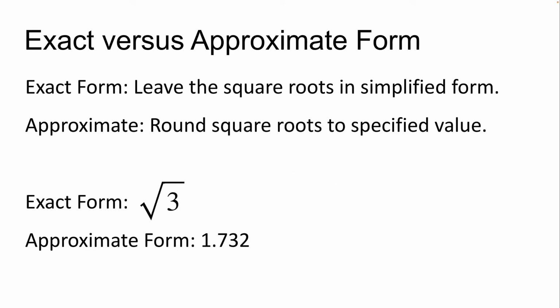Before we look at examples, let's talk about how we'll write our final answer. Occasionally, you'll be asked to write your answer in exact form, and other times you'll be asked to write your answer in approximate form. When you're asked to write your answer in exact form, you will leave the square root in its most simplified form. When you're asked to write your answer in approximate form, you'll use your calculator to round the square root to a specified value. For example, in exact form, we would leave the square root of 3 as square root of 3. This is completely simplified. In approximate form, I would use my calculator to approximate the square root of 3 as 1.732.